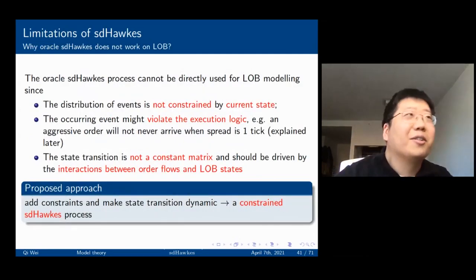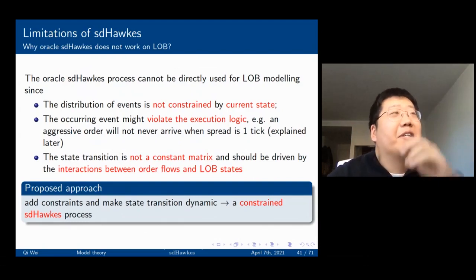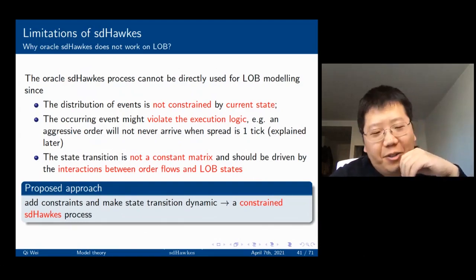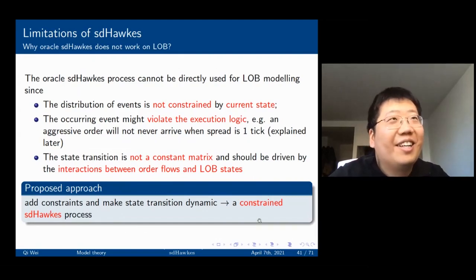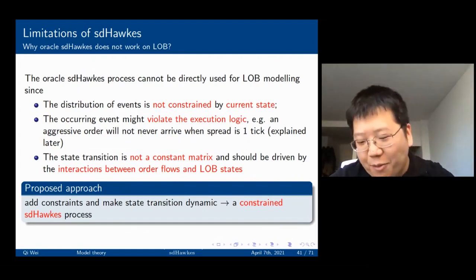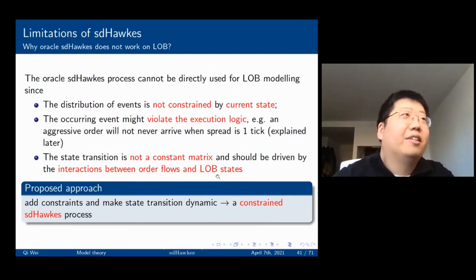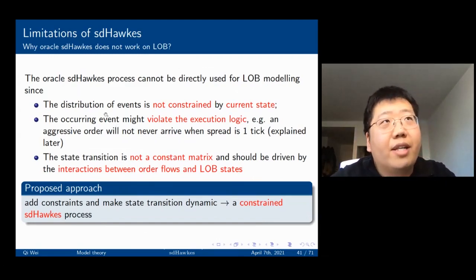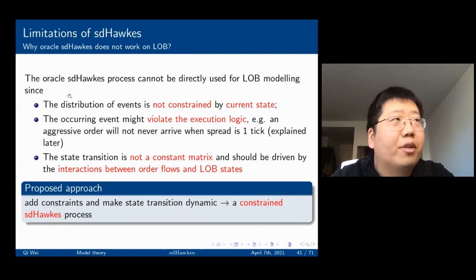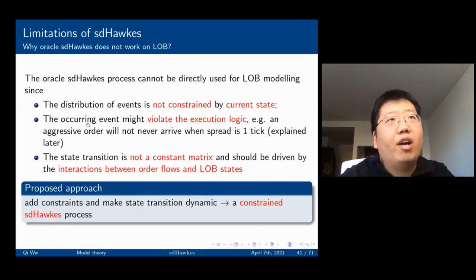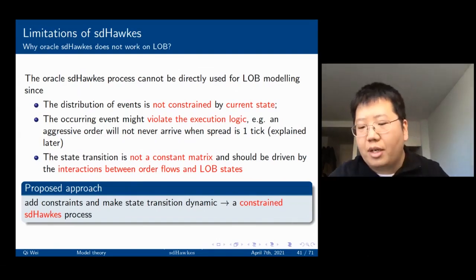And we are very close, but still, this Oracle state-dependent Hawkes process is not the one we directly applied for the middle notebook. So why is that? Here it is more related to the execution logic. The first part is that the distribution of the events is not, in fact, explicitly constrained by the current state. So what does that mean? One example is the occurring event might violate the execution logic. That is, an aggressive order will never arrive when the spread is equal to 1 tick.